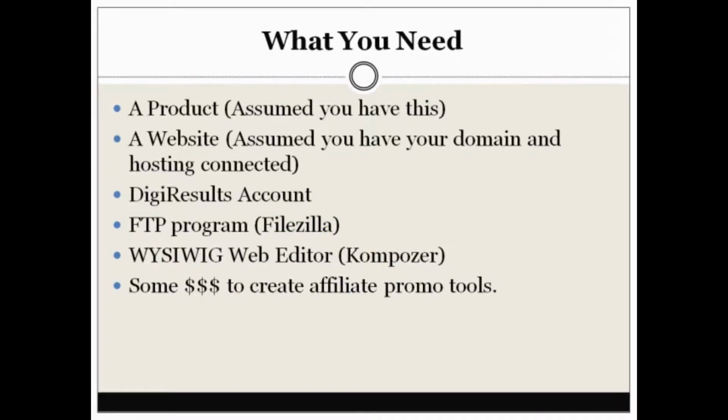So here's what you're going to need. You're going to need a product, which I assume that you have a product, and I assume that you have a website and that your domain is connected to your hosting. So from this point on, I'm going to show you everything else, assuming these two conditions. You're also going to need to have a Digiresults account. So if you don't have one already, go ahead and go to digiresults.com and create an account.